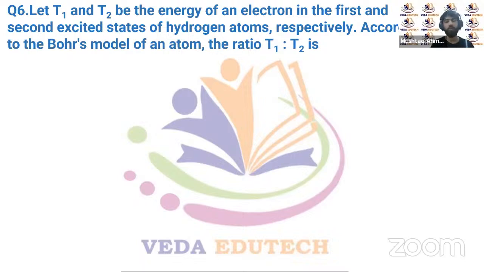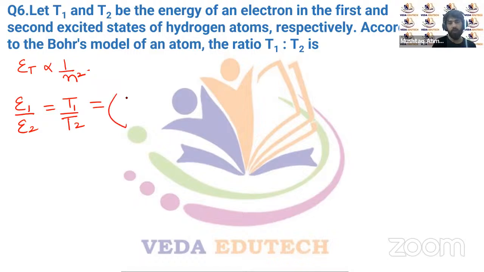Now let's talk about this: let T1 and T2 be the energy of the electron in the first and second excited states of the hydrogen atom, respectively, according to the Bohr model of the atom. The ratio of T1 and T2 is? We know the total energy in the Bohr model is inversely proportional to n square, or we can say E1 upon E2, which we can write as T1 upon T2 here in this case.